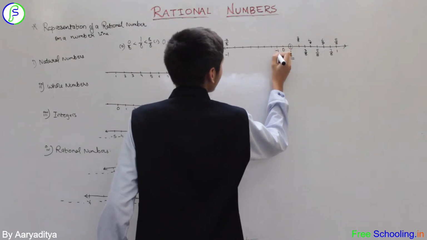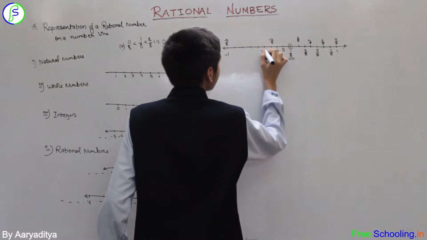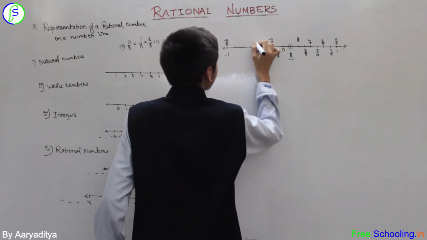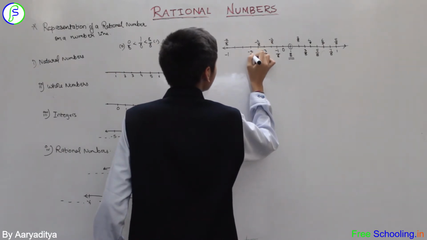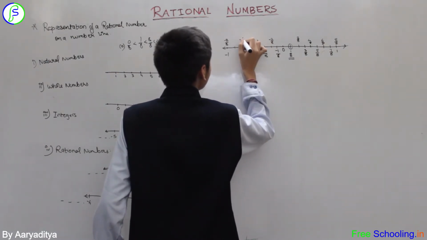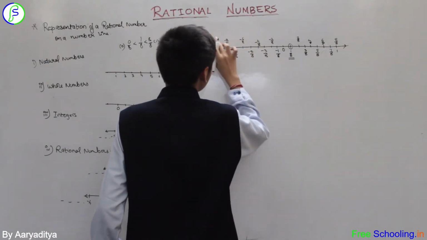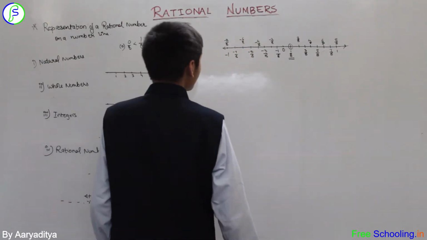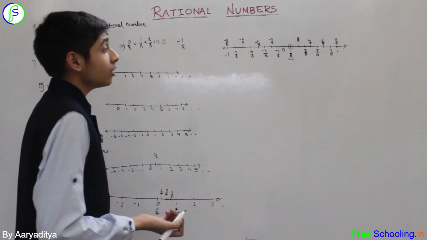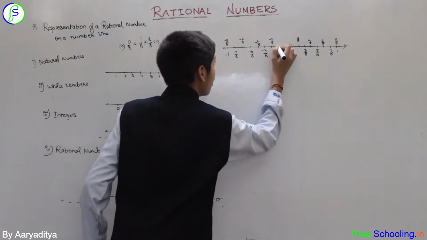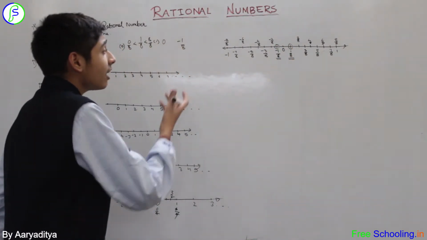I got minus 1 by 8, minus 2 by 8, minus 3 by 8, minus 4 by 8, that is minus 1 by 2, minus 5 by 8, minus 6 by 8, and I got minus 7 by 8, and at last I have minus 8 by 8. So if the question asks to determine minus 1 by 8 on the number line, then here you go, you got minus 1 by 8. So that's how you represent it.